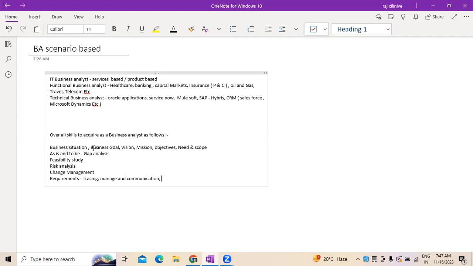Tracing, managing of requirements and all. At the same time, prioritization of requirements. All these come under the picture. This is all something that comes under the requirements part.